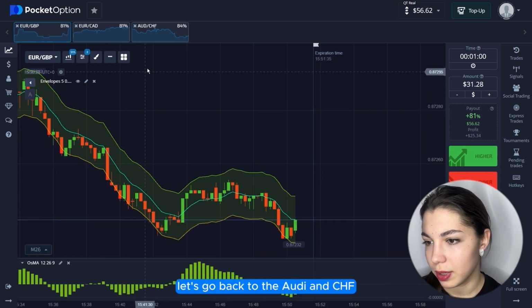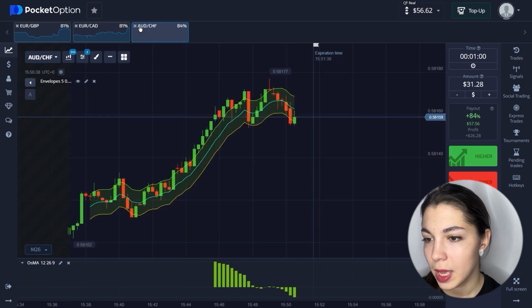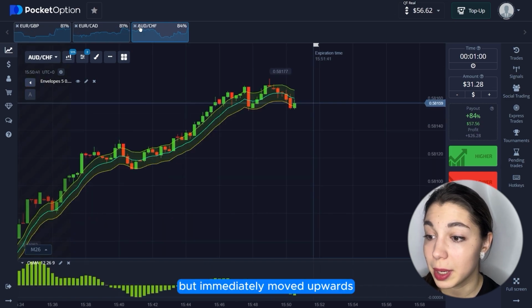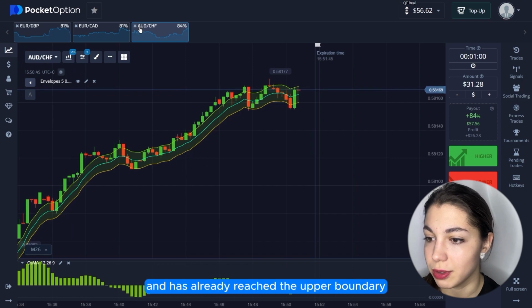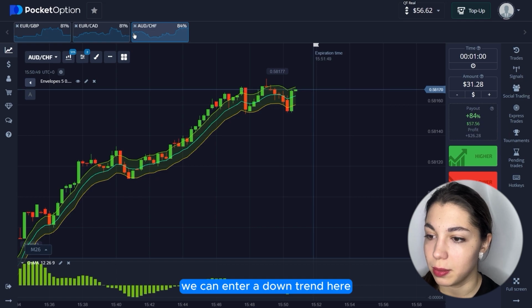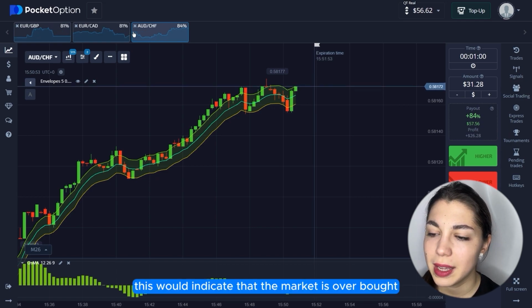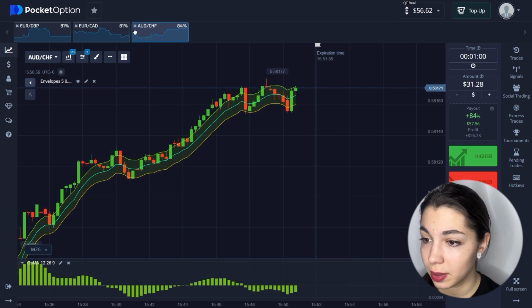Let's go back to the AUD and CHF. The price broke the lower boundary but immediately moved upwards and has already reached the upper boundary. We can enter a downtrend here when the price is above the indicator's boundaries. This would indicate that the market is overbought.